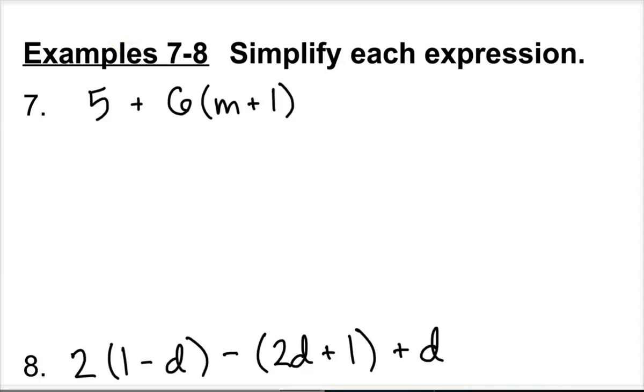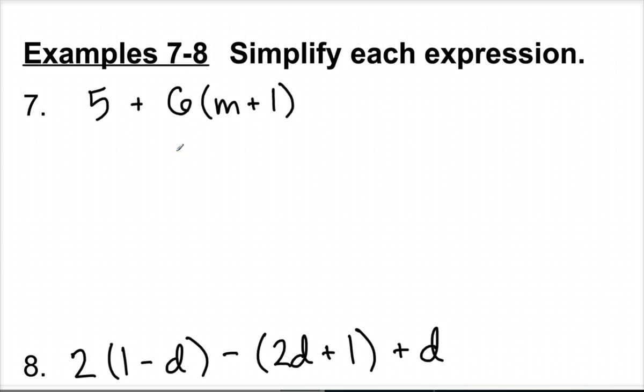In example 7, we have 5 plus 6 times the quantity m plus 1. In this example, you might be tempted to say 5 plus 6 is 11. I'll agree that 5 plus 6 is 11, however, if you do that, you're breaking the order of operations.